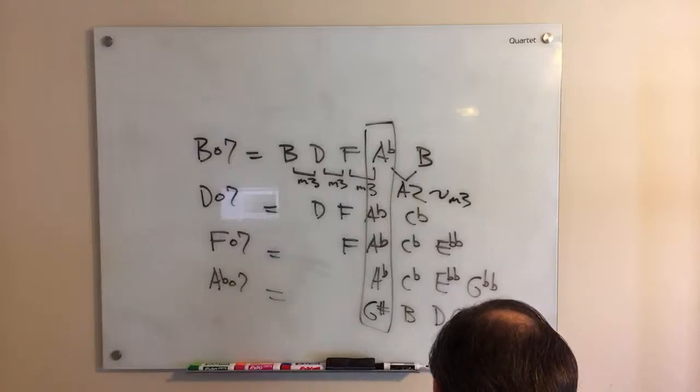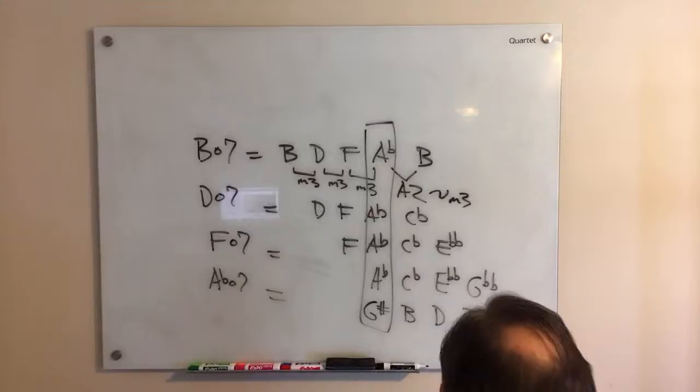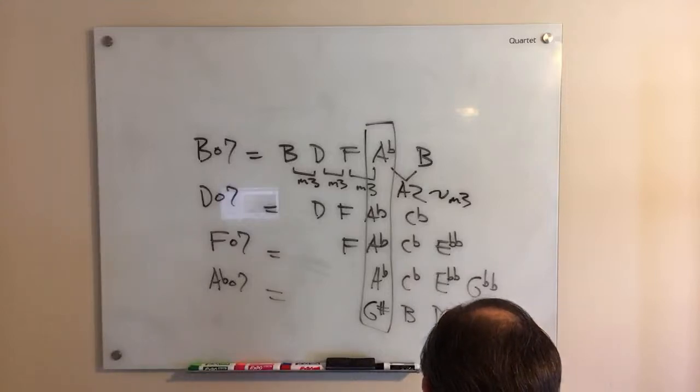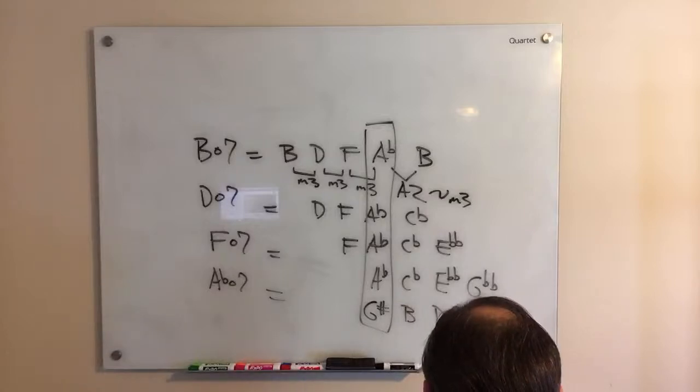And here I'm going, let me see. Let me actually go to here. There's my B diminished. And then that's my common tone, G sharp. And now I'm going to treat it as a G sharp diminished 7 and resolve to A minor.